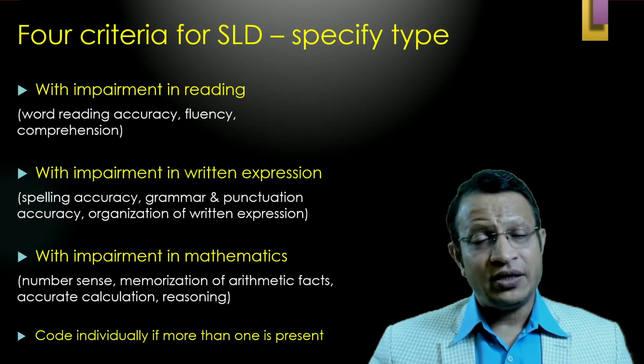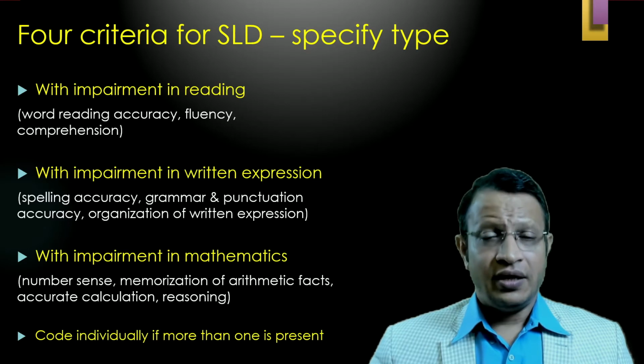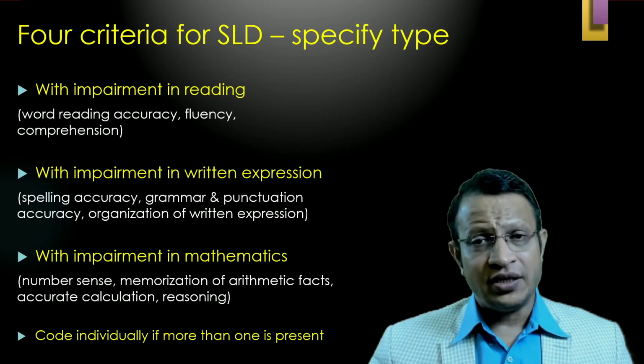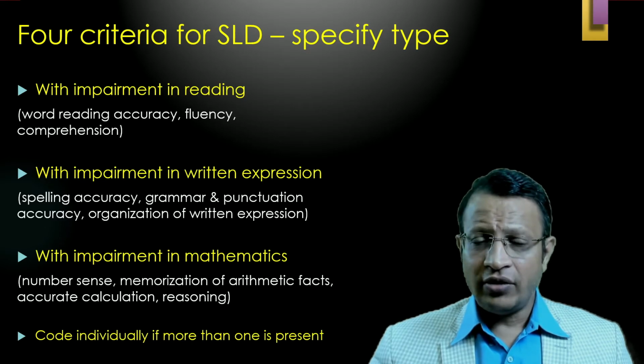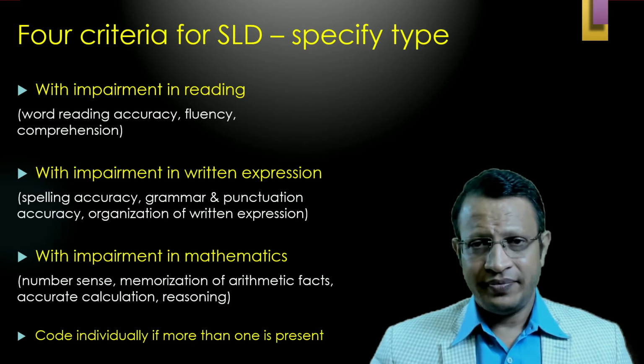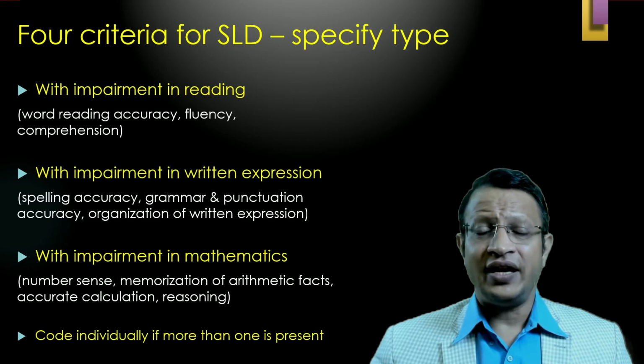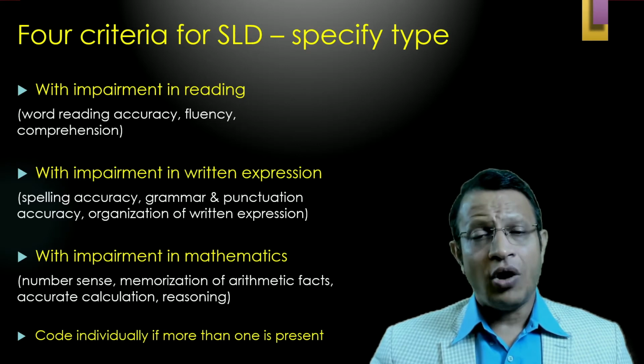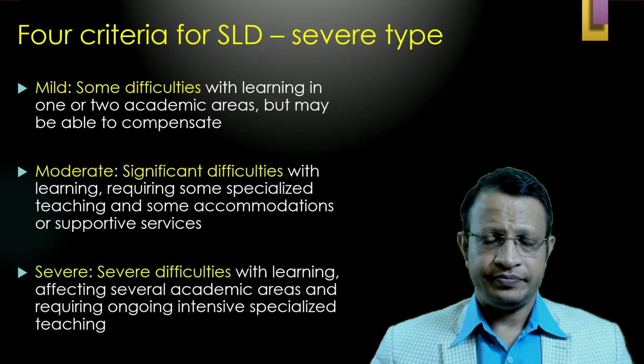Impairment in mathematics is the third type. Here, the child will have difficulty in number sense, memorization of arithmetic facts, accurate calculation, and reasoning. Here, the DSM-5 gives complete freedom to code either the one or two or more can be coded, but all of them need to be specified.